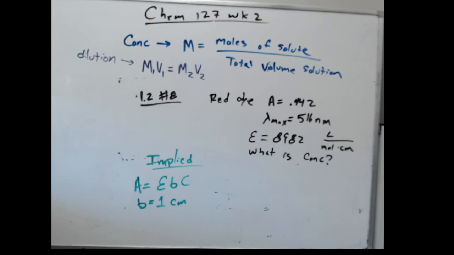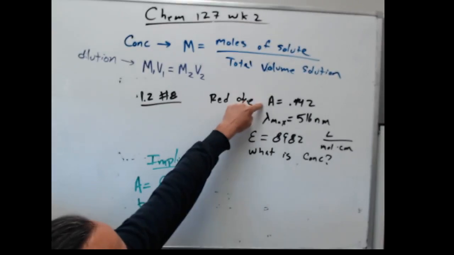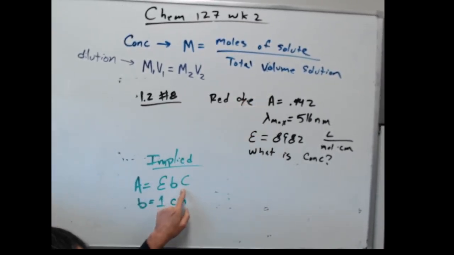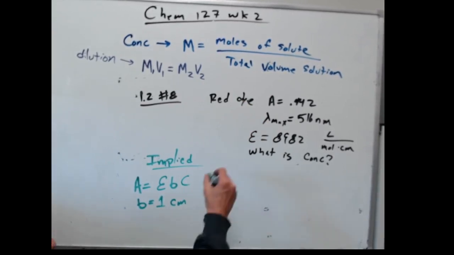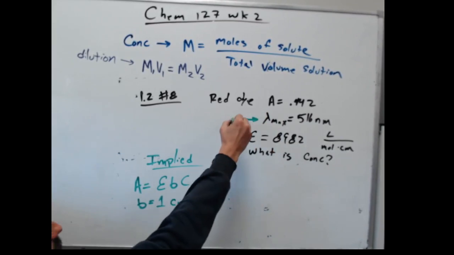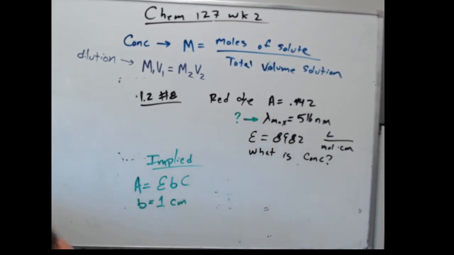When I look at this, I've got some place where I'm going to use A. I've got some place where I'm going to use epsilon. I've got a concentration I can solve for. The thing that's weird, and I talked about this earlier in office hours, but I'm going to talk about it again real quick. We didn't use the lambda max. What's up with that?